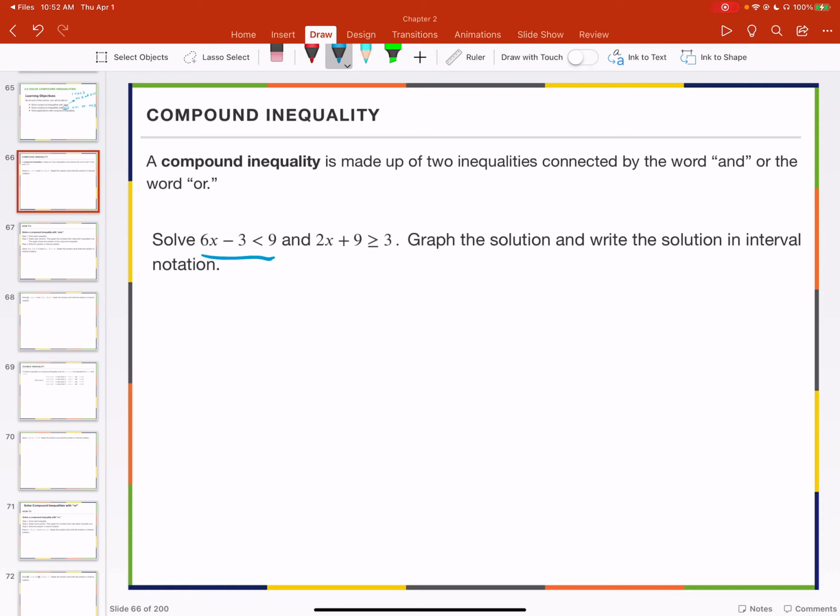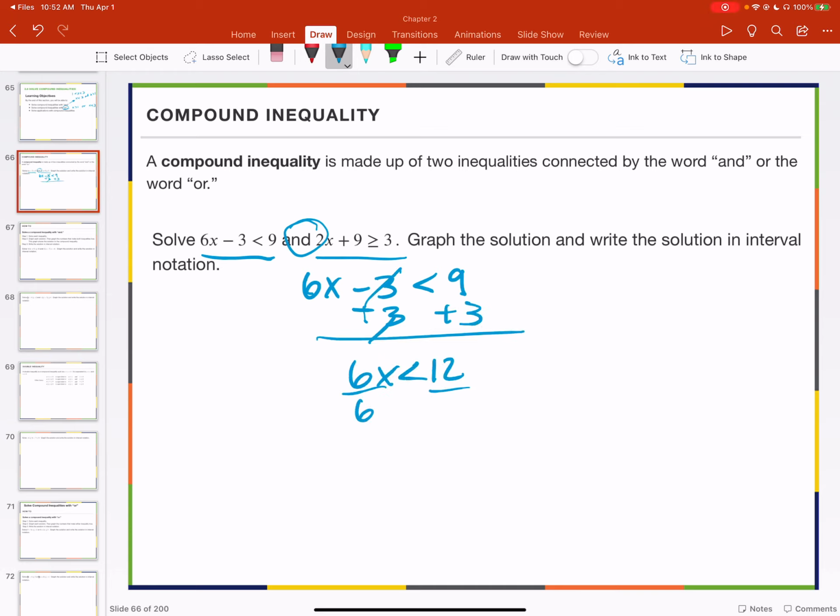Let's say we have this here connected by the word and. And is an interesting thing to think about because now we're getting into set theory territory, which I really love. So let's say here you have this inequality, 6x minus 3 less than 9. Let's go ahead and solve for x, which we know by now: 6x less than 12, divided by 6, we get x less than 2. So that's one of the conditions. And we need to solve the other inequality so that we get the other condition. So let's go ahead and do that.